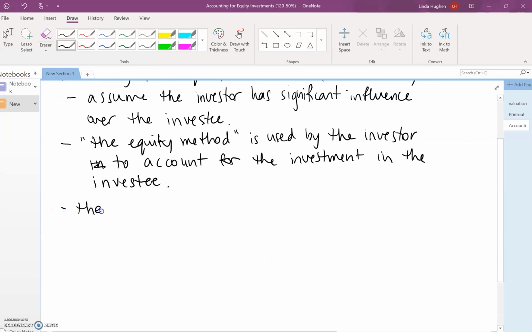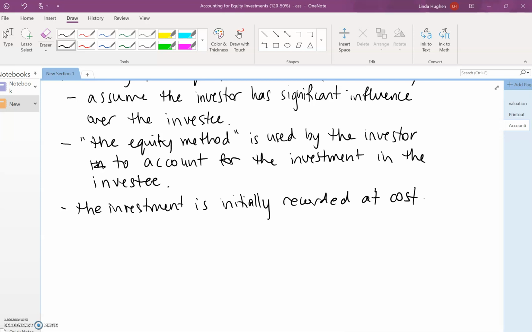The investment in the investee is initially recorded at cost. Now, that's not any different than what we've covered before under all different types of investments. Every method we've used, the investment is always initially recorded at cost. What differs is how this investment changes later. So in the past, we've typically said at the end of the period, in certain scenarios, we adjust the investment for changes in fair value.